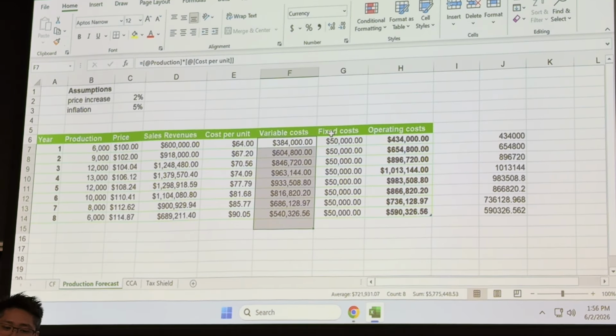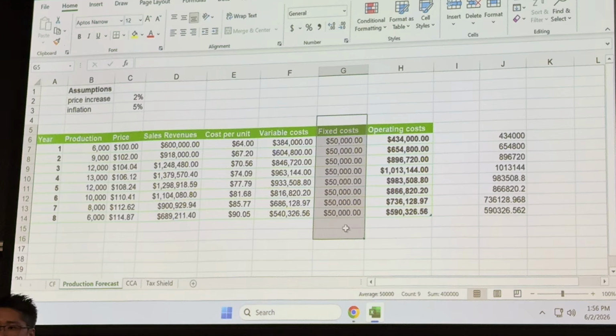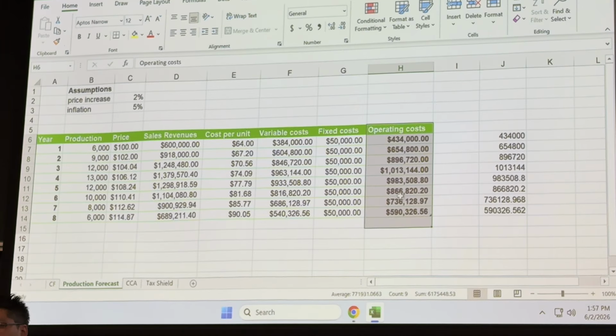Well, the only thing that I can understand why you would ask is, shouldn't fixed costs also grow by inflation? But the case didn't mention that, so let's not put it in. All right? So ultimately, the operating costs will be the sum of variable costs plus fixed costs. Did I answer your question?